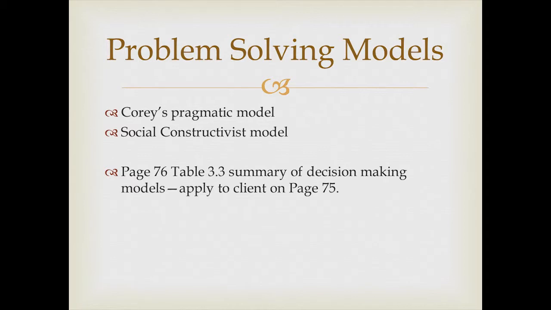Corey gives you some problem-solving models. I think these are really good to take in your own experience and use step by step, especially Corey's more pragmatic model. Take them step by step and use them in your own personal issues. It's really good. And there's another model there. In fact, on page 76, there's a table summarizing decision-making models. It'll be good for you to take that and apply it back to the client case listed on page 75.